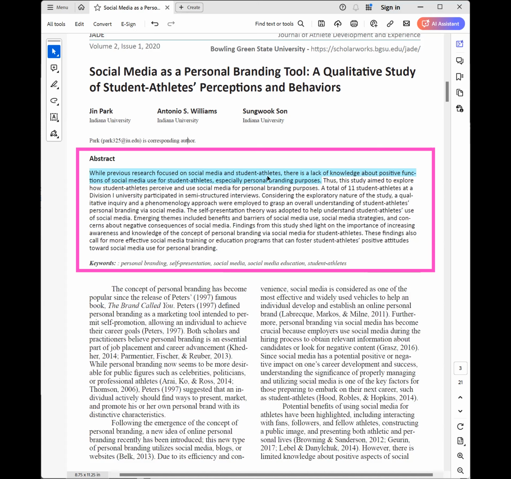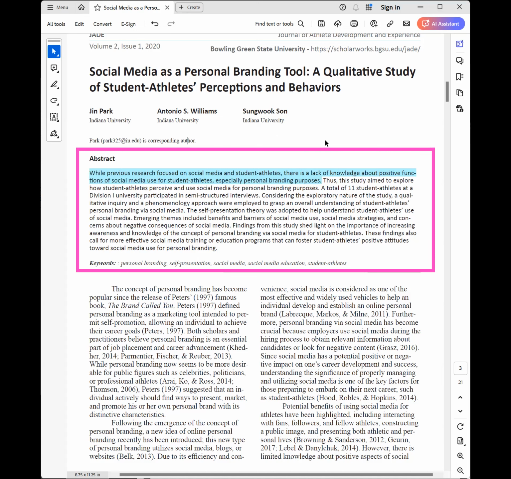So the scientists here, Jin Park, Antonio Williams, and Sungwook Son, are saying we read everything and there's a lack of knowledge about the positive functions of social media use for student athletes, especially personal branding purposes, right? There's just not enough out there, at least that's academic.